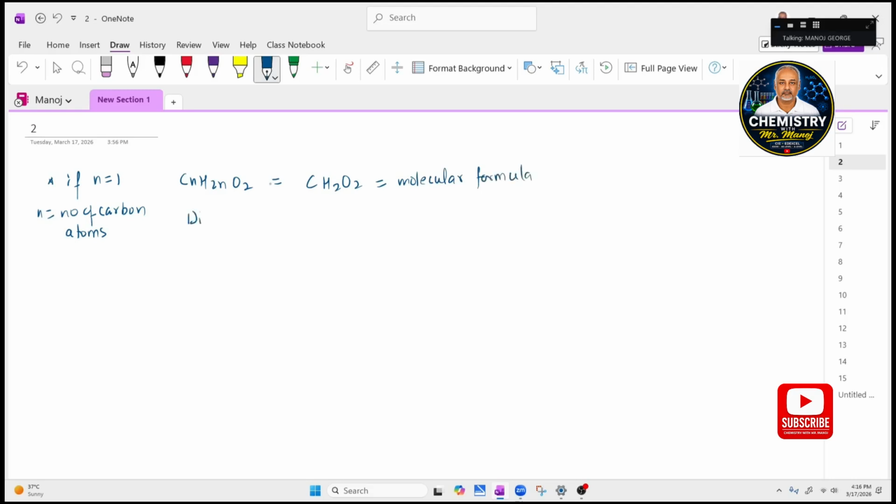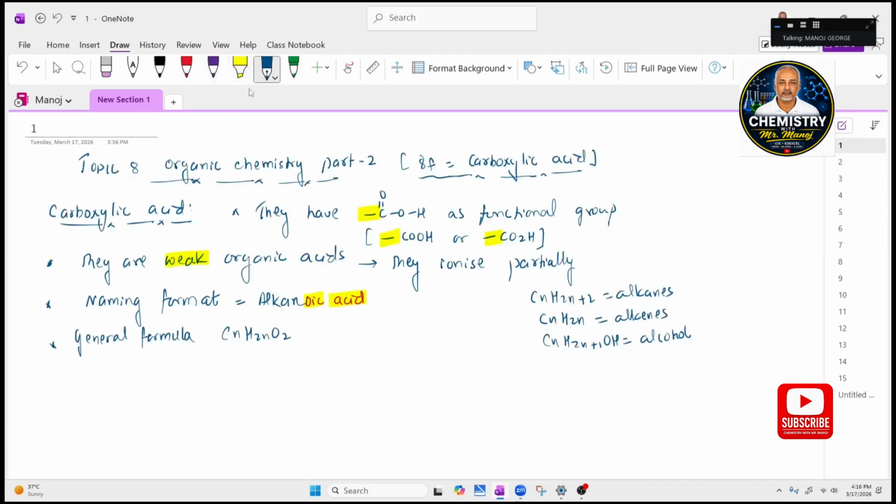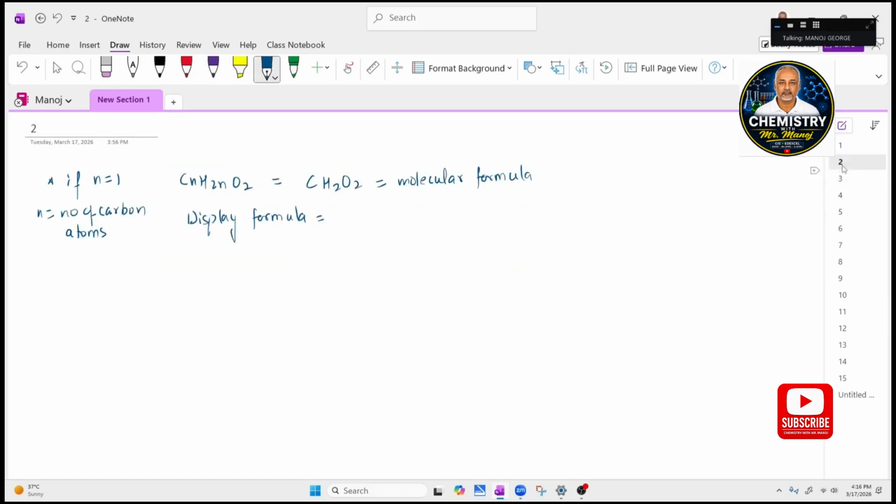Now let's make the display formula. When I say display formula, sometimes when you see the question, it says draw the structure. So when they say that, you're supposed to open up what is called a display formula. Remember I said carboxylic acids look like this: COOH. That's the carboxylic acid full display formula there. And for the sake of better clarity, keep the carboxylic group on the right-hand side. Start from right to left.